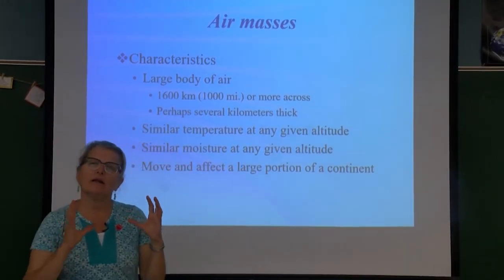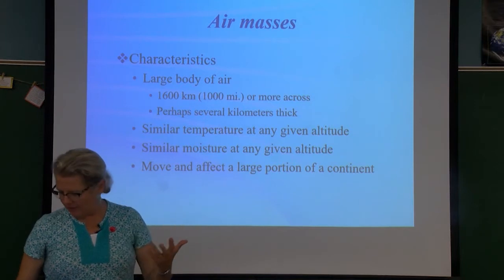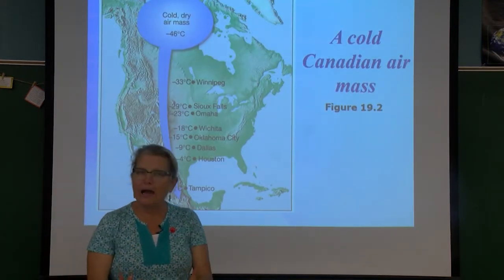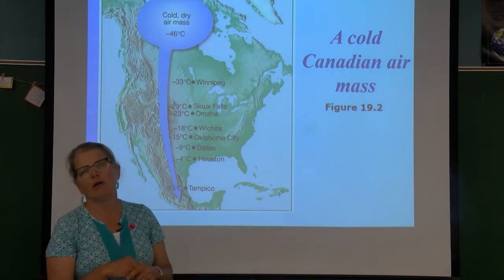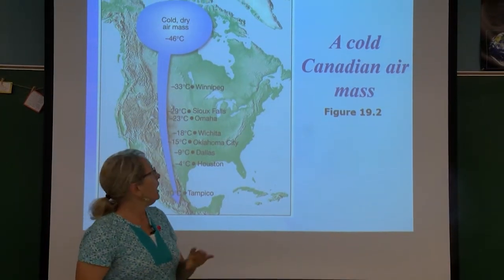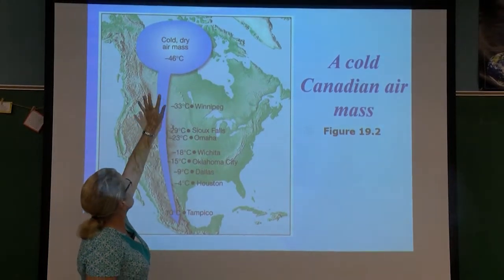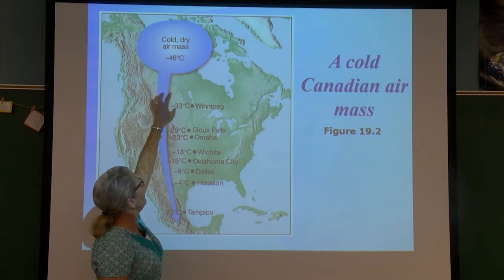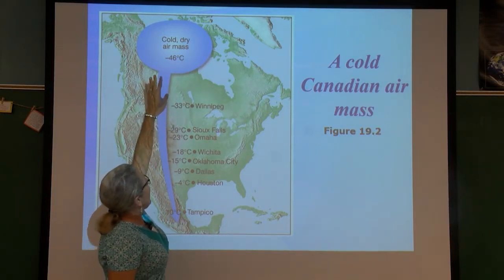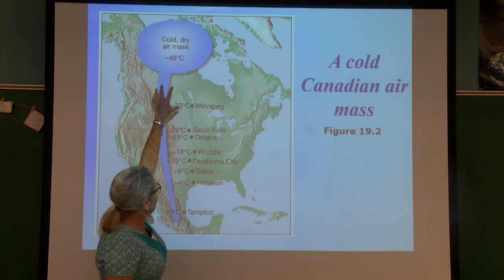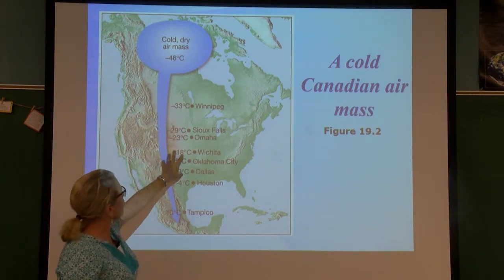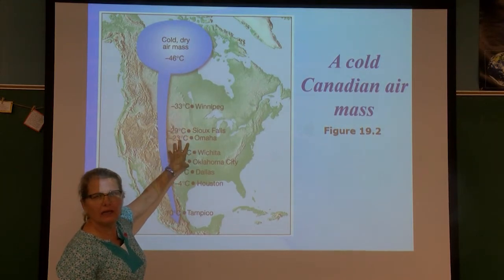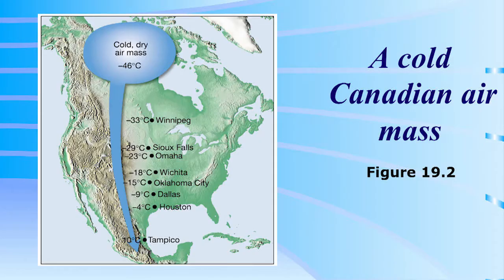Within an air mass, there are similar characteristics, dense, cold air, or dry air, and it all depends on where that air mass formed. Okay? You can see that this cold, dry air mass that formed over the land in Canada, as it makes its way down south, has a chilling effect on every single city that it passes.